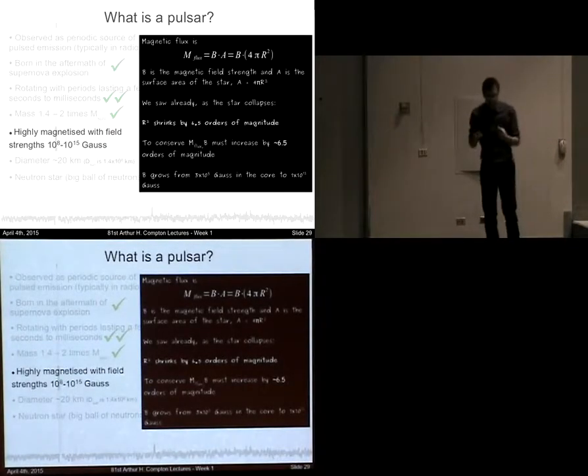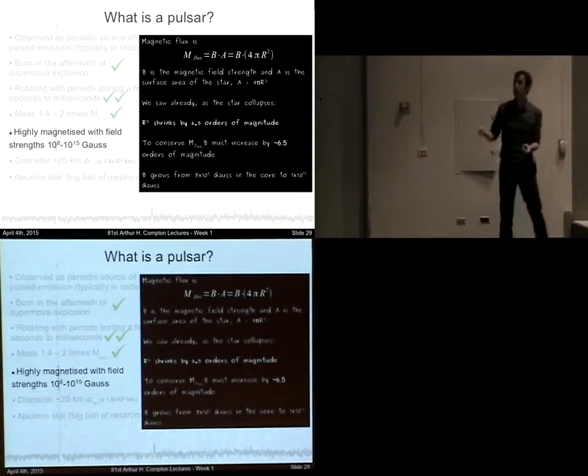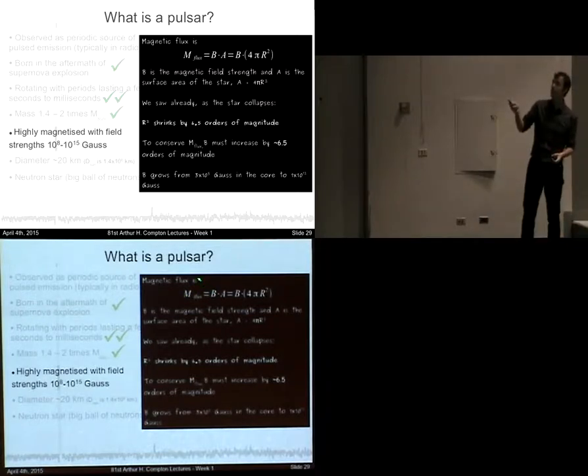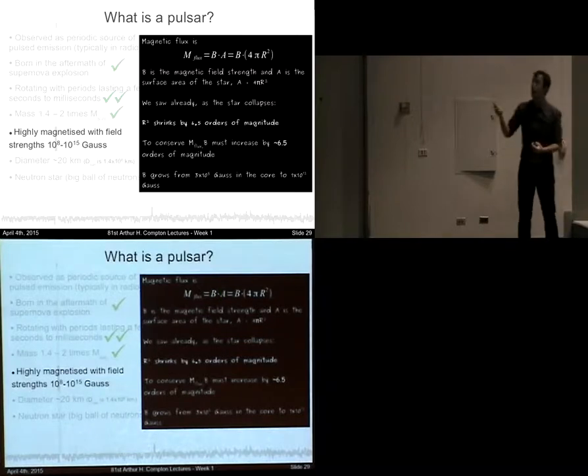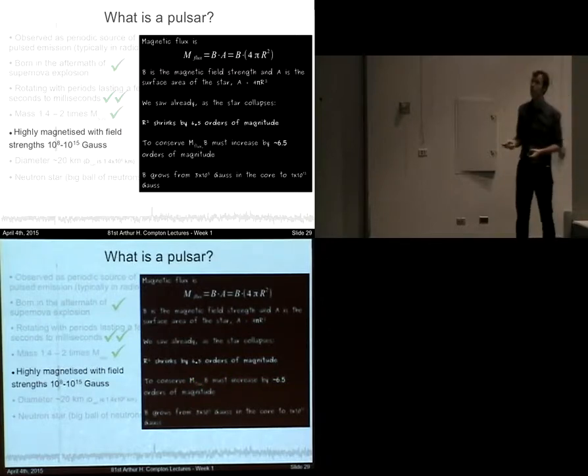It's about the same argument as the conservation of angular momentum. In the collapse, if you conserve what's called the magnetic flux, then you get pretty close. The magnetic flux is the magnetic field strength multiplied by the area, the surface area of the star, and the surface area is 4 pi r squared. Earlier on, we showed that the r squared term shrinks by about 6.5 orders of magnitude. So in order to conserve the magnetic flux, this B term must increase by 6.5 orders of magnitude.